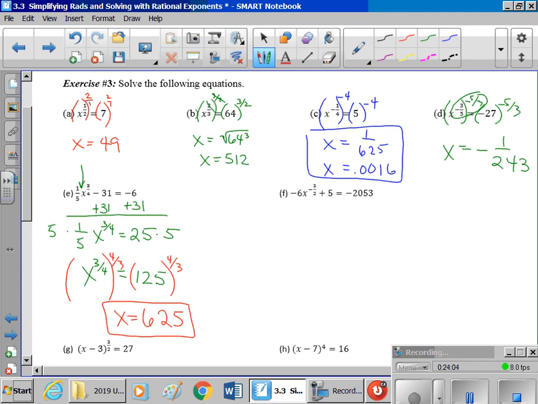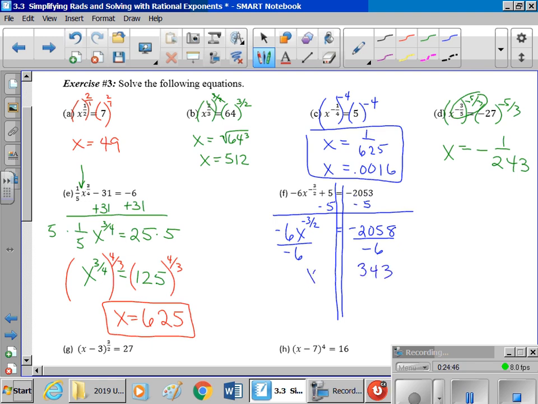All right, so we're going to do the same thing on F. We're going to subtract 5 from both sides. Remember, go back to what you know in Algebra 2, Algebra 1 if you have to. So negative 6x to the negative 3 over 2 is equal to negative 2058. Divide both sides by negative 6. So negative 2058 divided by negative 6 is positive 343.